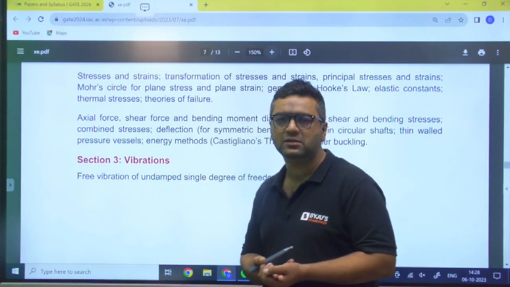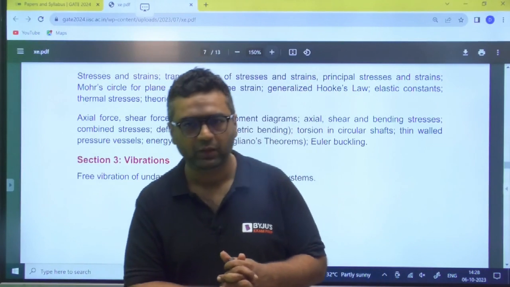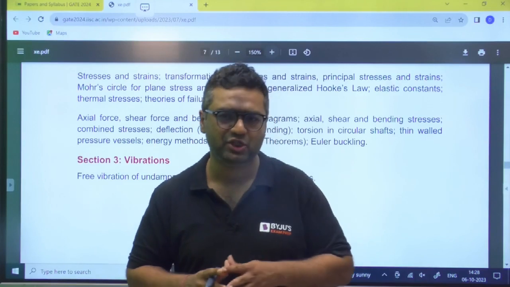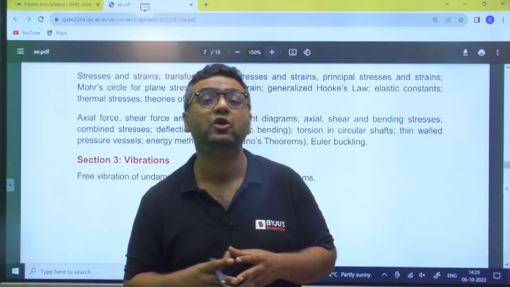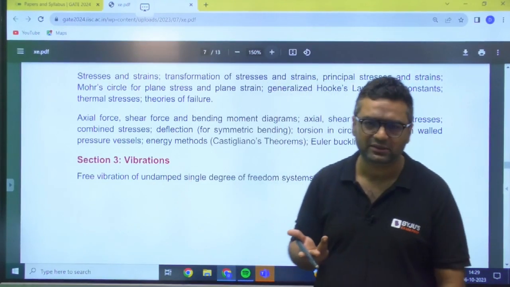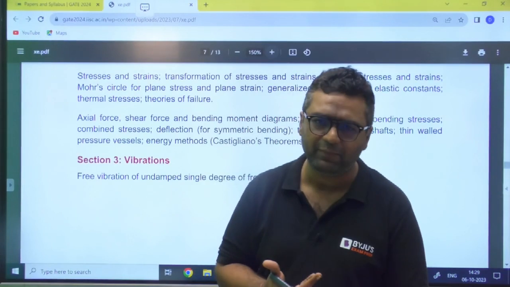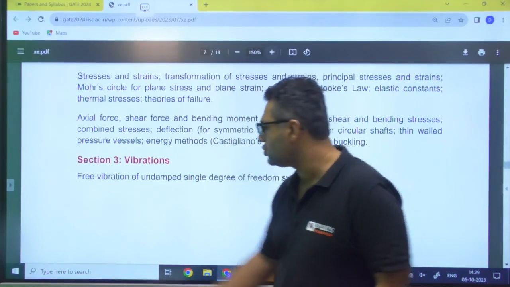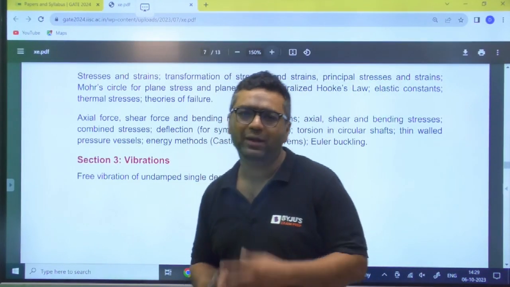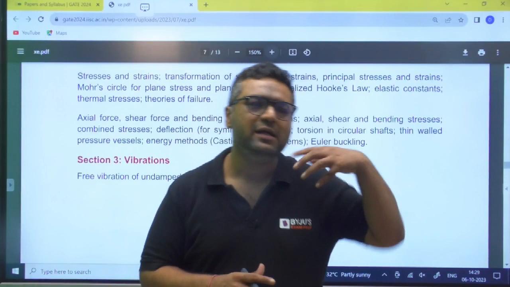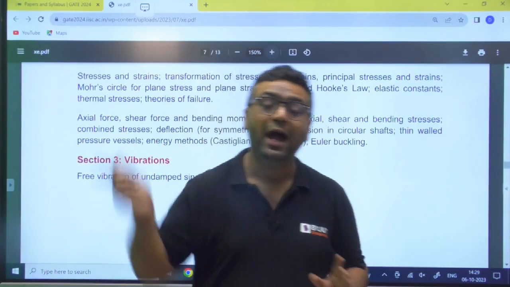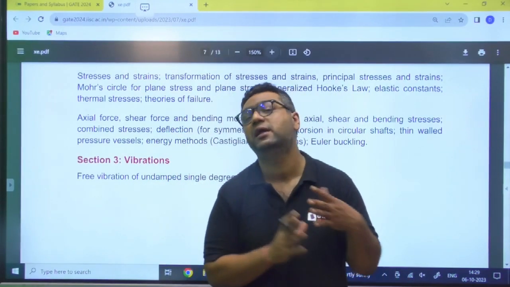This part is studied by both mechanical and civil people. This is common. Mechanical people study this as a separate subject of vibration, which may be taken as part of theory of machines and vibration. And civil people would be studying this in steel structures. So there you would be studying about vibrations. The syllabus is common: free vibration of undamped single degree of freedom systems. So first thing, mechanical students study vibration deeply, with damped vibration and forced damped vibration. That is not there. Only natural vibration you need to study, and in natural vibration also you only need to go for single degree of freedom systems.